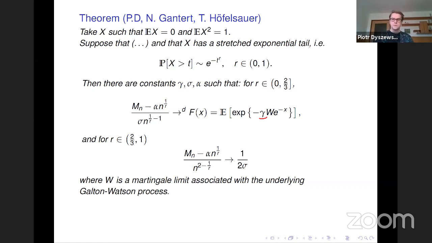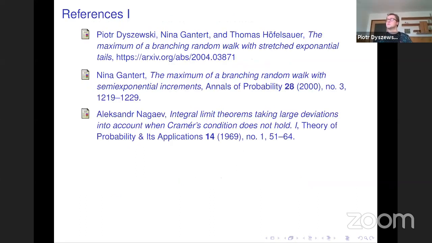All right, so this was based on a joint paper with Ina and Thomas, and it's available on arXiv. Let me just mention that this first order asymptotic was established by Nina in the 2000s, and the large deviations for the stretched exponential random variables go back to Nagaev in the late 60s. However, it's not an easy thing to read. All right, so I'm out of slides, so I guess this is a good place to stop.